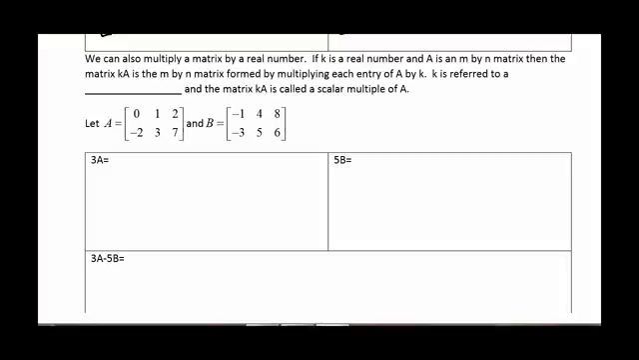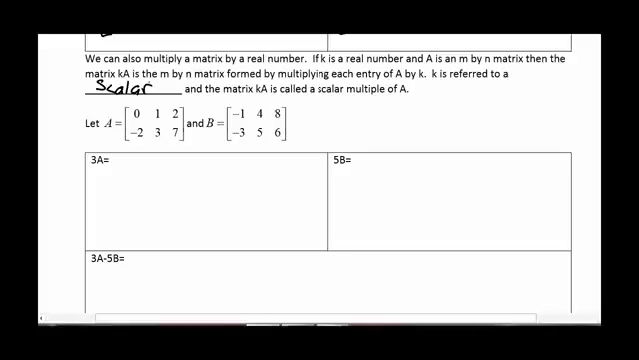We can also multiply a matrix by a real number. So if k is a real number and A is an m by n matrix, then the matrix kA is the m by n matrix formed by multiplying each entry of A by k. k is referred to as a scalar, S-C-A-L-A-R. And the matrix kA is called a scalar multiple of A.